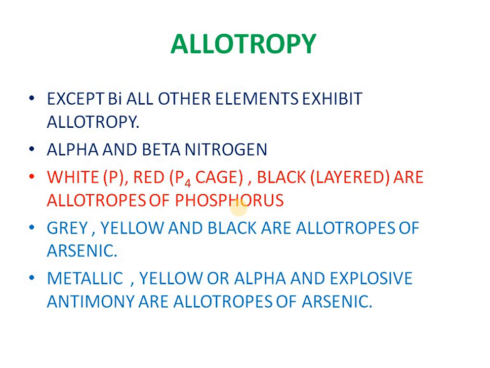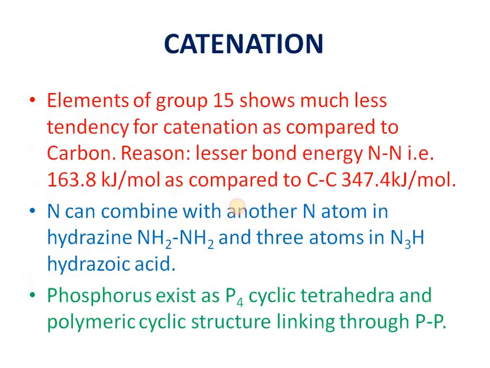Next, it will come in a few more topics. After that, catenation, the tendency of self-linking. One carbon is linked with 2, 3, 4, 5. That is carbon showing catenation, but not nitrogen. Why? The elements of group 15 show much less tendency to catenation as compared to carbon. The reason is the bond energies: lesser bond energy of nitrogen as compared to carbon. So that's the reason. Earlier we had discussed nitrogen being highly inert, and that's all we talked about there.